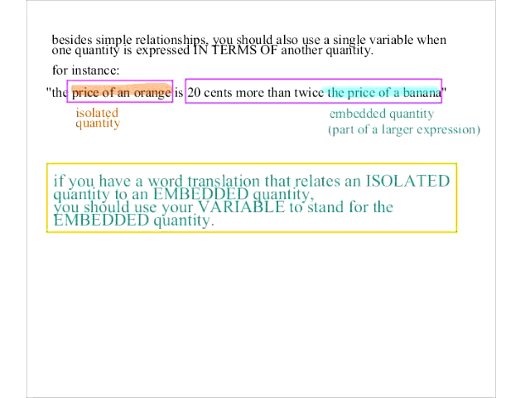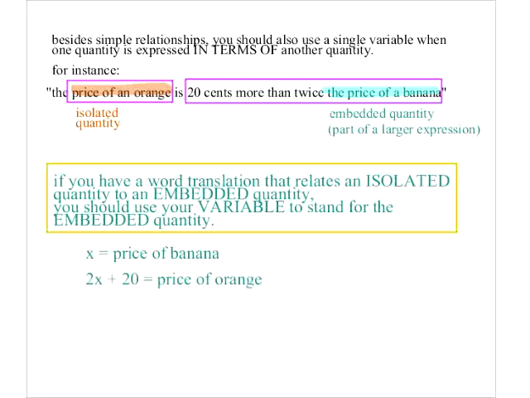In this case, you would use the variable to stand for the price of a banana. So x is the price of a banana. Because then the equation just tells you what it is: it's 20 cents more than twice the price. So that's 2x plus 20.